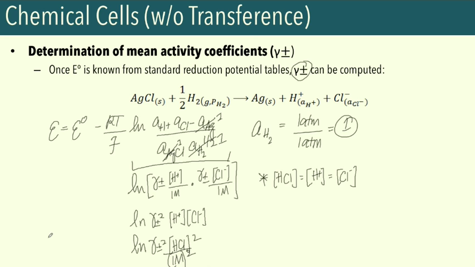So ultimately our equation is going to be cell potential is equal to standard cell potential minus RT over F times ln mean activity coefficient squared times the concentration of HCl squared over 1 molar squared, our standard state. So we could actually apply this equation for our next problem.